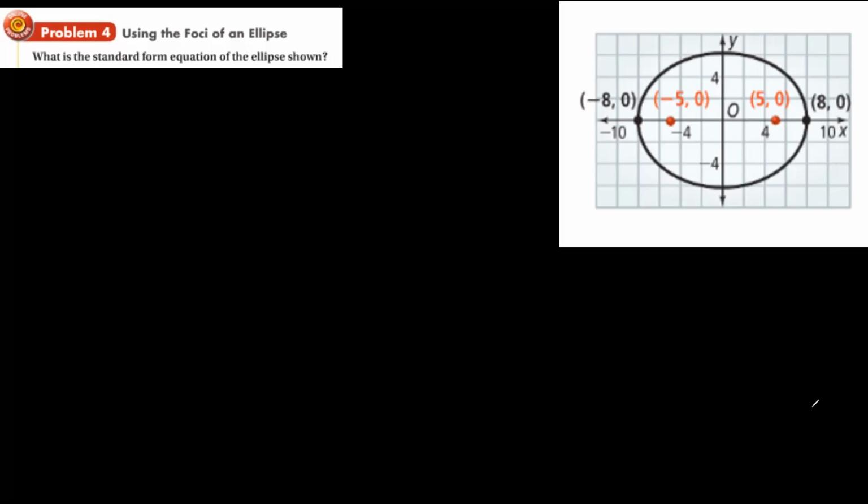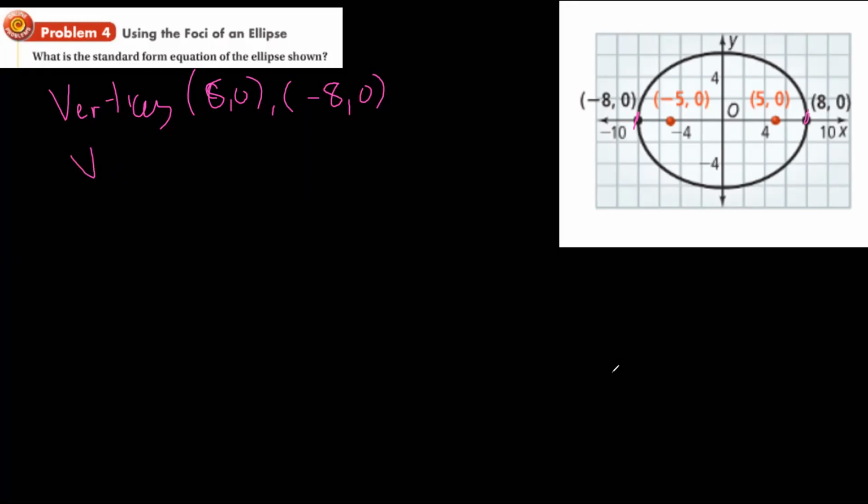For this one, does it seem to be a vertical or horizontal ellipse? Horizontal. It is a horizontal ellipse. In the horizontal ellipse, we have the major axis, and the major axis has the vertices. So the vertices here are (8, 0) and (-8, 0), and the foci here are (-5, 0) and (5, 0).